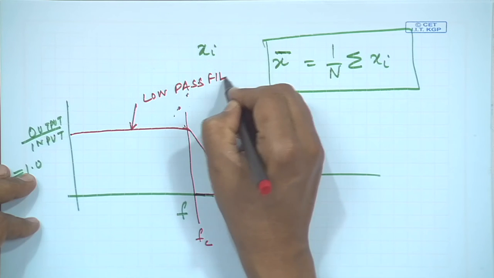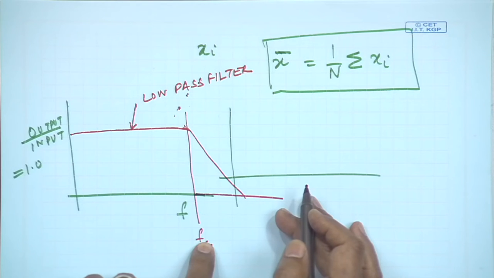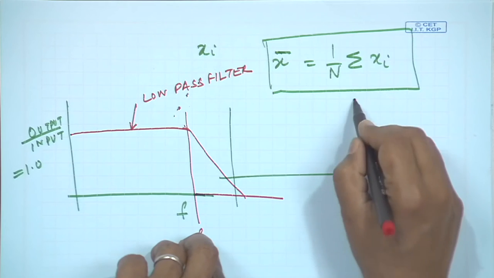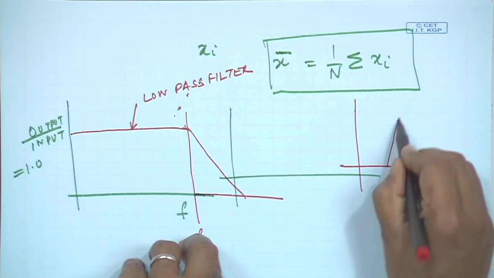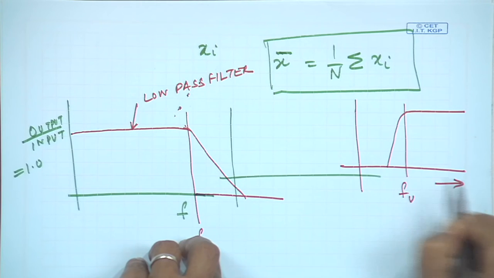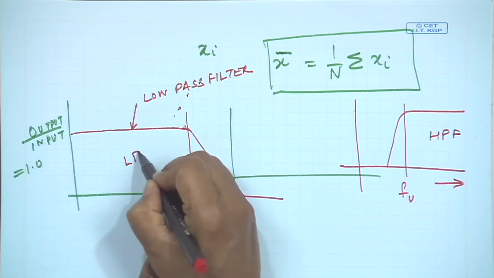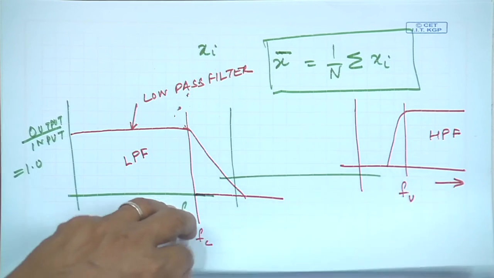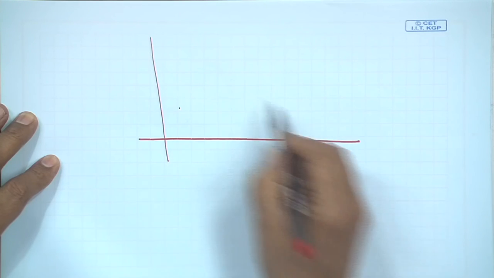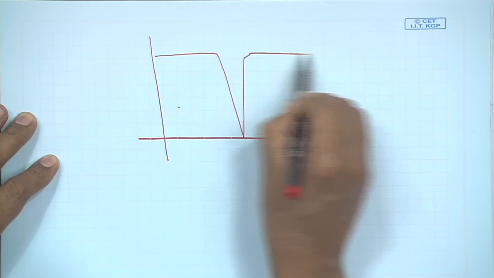So it will allow every signal to pass through the system till a cutoff frequency. The other one is high pass. It will allow everything to pass beyond a certain frequency. This is a high pass filter. And then I have what is known as a notch filter. I can remove a particular frequency.